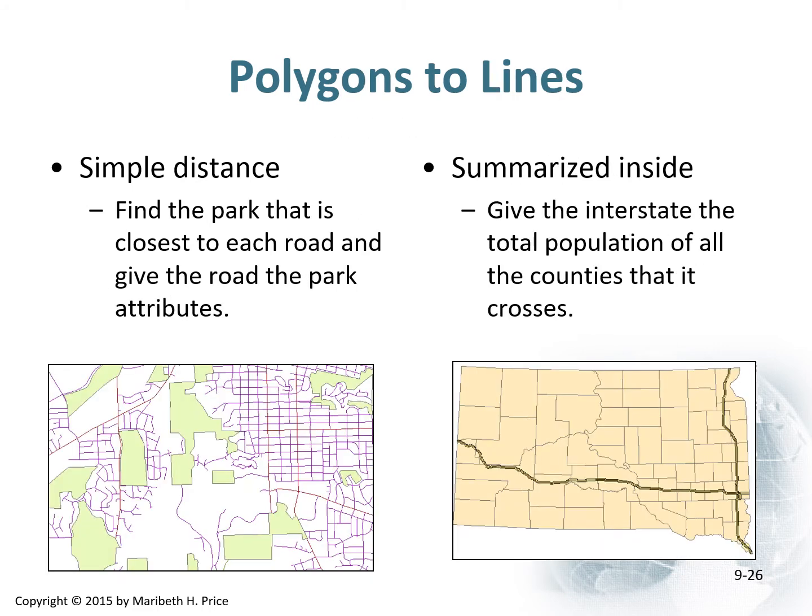Polygons to lines, simple distance: find the park that's closest to each road, give the road the park attributes. Summarized inside: an interstate travels across a bunch of counties. The total population of all the counties that the interstate crosses is summarized for that interstate, giving you an idea of the population near the highway.